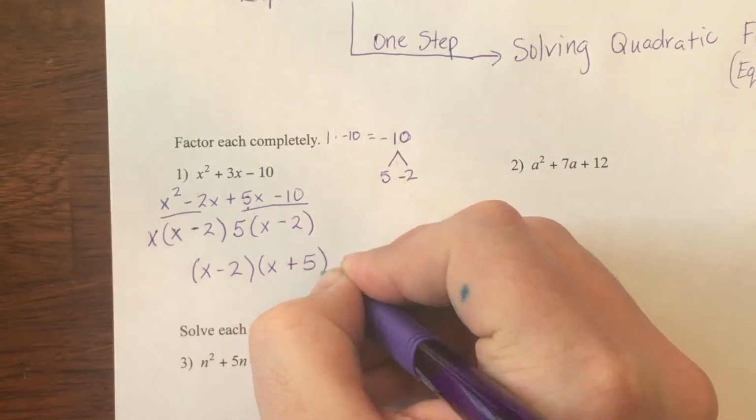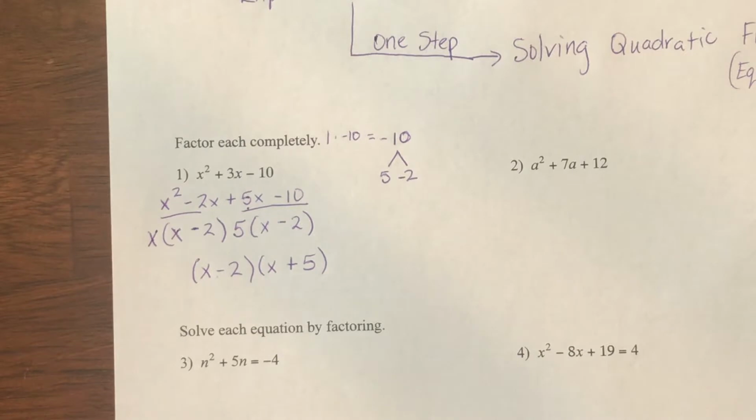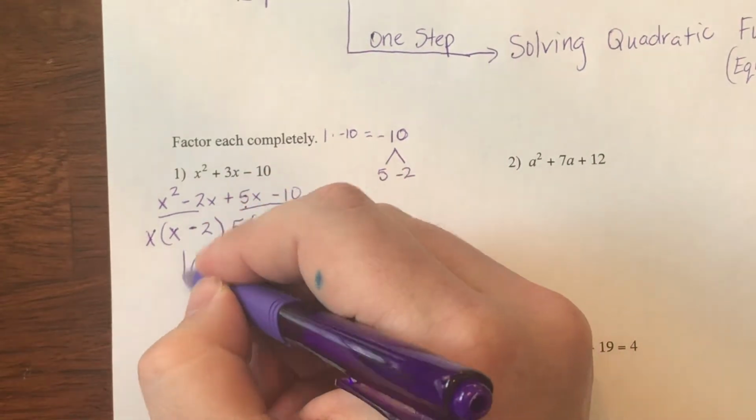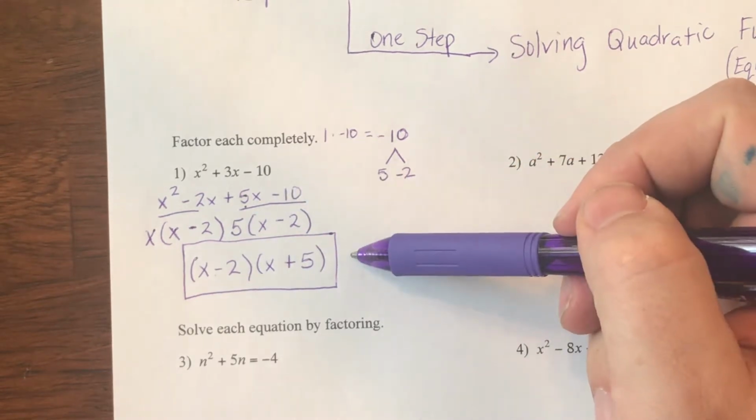So this comes there, and then x plus 5. And that would be our answer here. That is that quadratic expression factored. Okay?